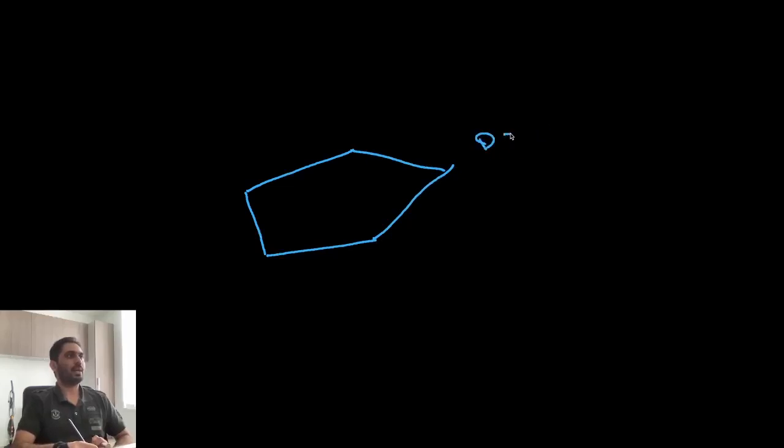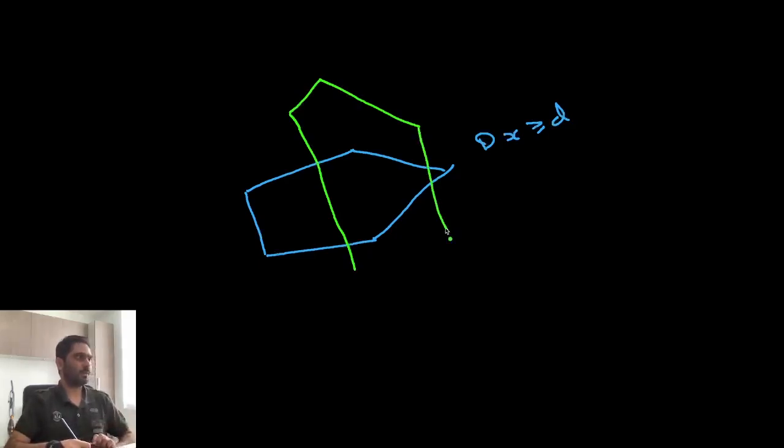Right, so we have split the constraint set. Let's say this is my first set of constraints. I'm going to draw some polyhedron for that. Let's say this is dx greater or equal to d, and let's use a different color for the other one. And let's say this is another set of constraints, ax greater or equal to b.